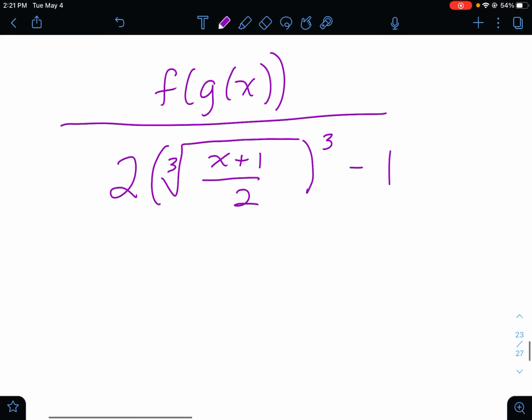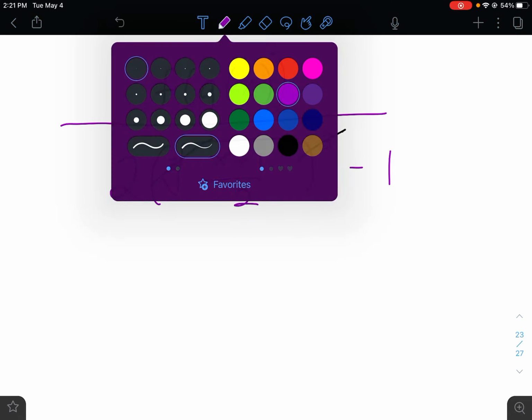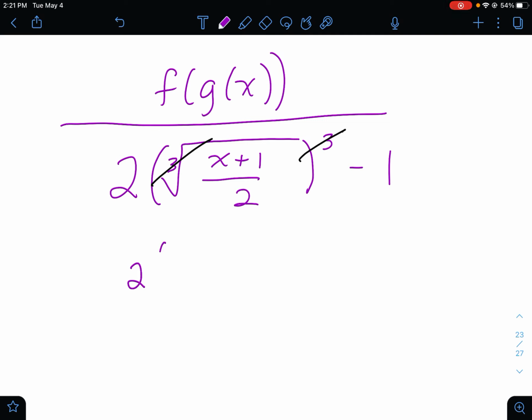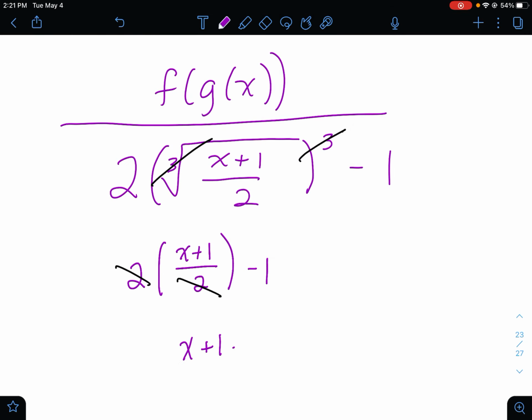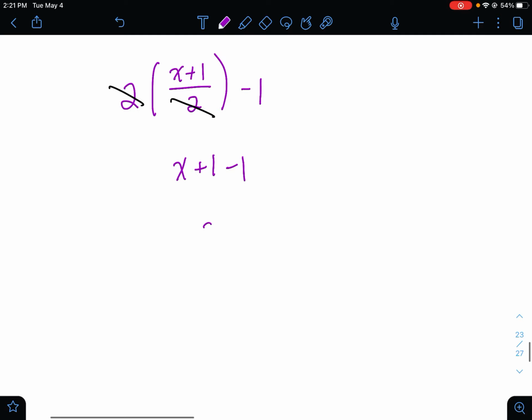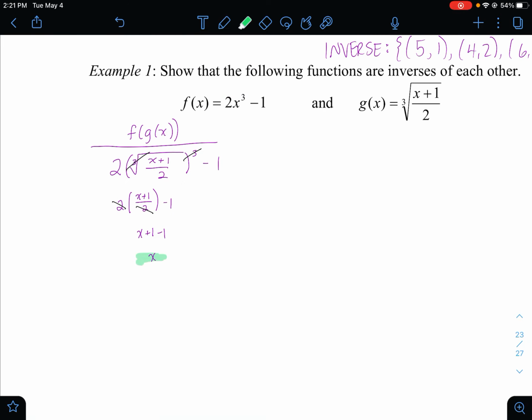And now we just have to simplify this. So I'm looking and saying, okay, I have the cube root, but that whole function is cubed, so my cube and cube root cancel each other out. Now I have 2 times the quantity x plus 1 all over 2, minus 1. And then I look and say, hey, my 2's now cancel. I'm left with x plus 1 minus 1, plus 1 minus 1 cancels. We are just left with x. So that one worked out pretty nicely.